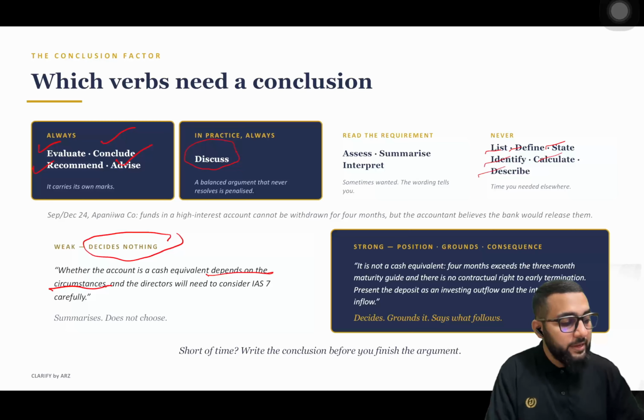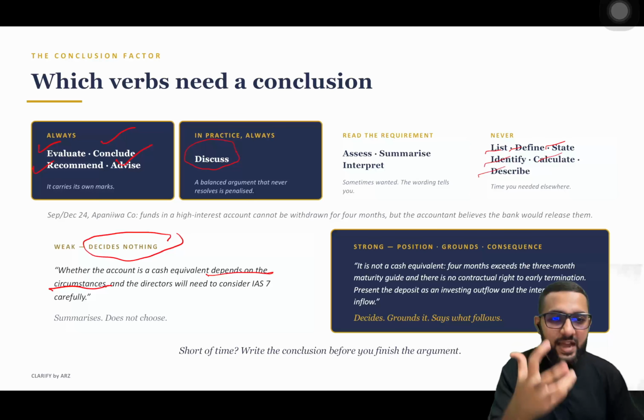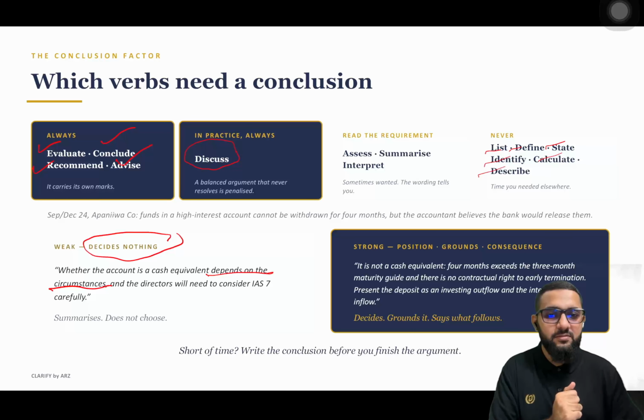Yeah. Then when you take this example: it is not a cash equivalent. 4 months exceeds a 3-month maturity guide, and there is no contractual right to early termination. Present the deposit as an investing outflow and the interest as an inflow. Now, this is where you are taking a position. You are deciding, right? You're showing the consequence. So make sure that when a conclusion is required, this is the style of answer that is required from you.